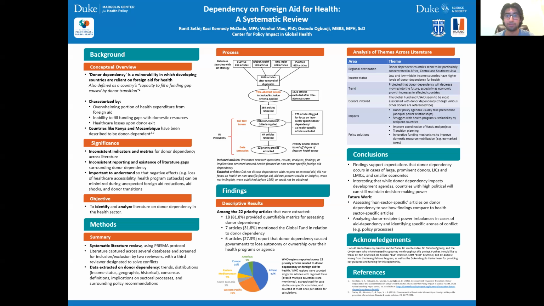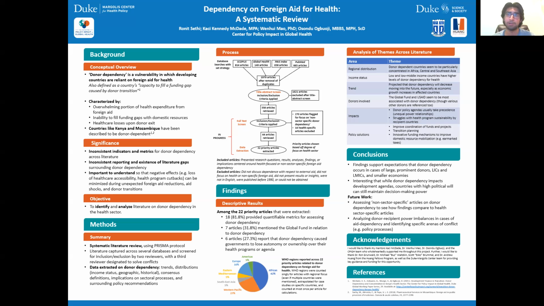After that, these 358 articles were again screened, but this time for their full texts to see whether it would be useful for the study based off a set structure of inclusion and exclusion criteria. And after this stage, we ended up with 64 articles, for which we extracted data for 22 priority articles based off the degree of focus on the health sector. And I'm going to continue extraction with the rest of the articles, but these 22 priority articles are the ones that pertain most to donor dependency within the health sectors of recipient countries.